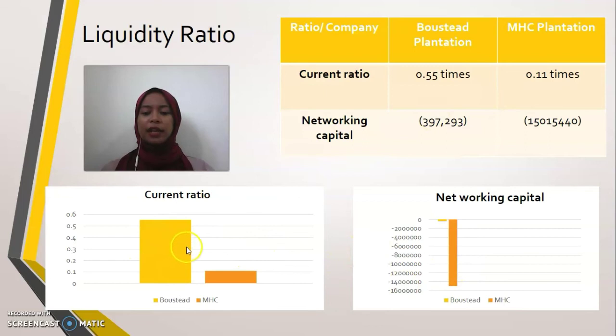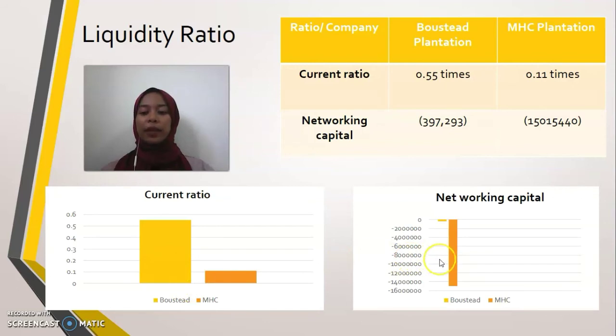You can see here the current ratio of Boston is higher than MHC, which means that Boston has 0.52 times more current assets than current liabilities, while MHC only has 0.11 times. So to conclude, Boston Plantation was able to pay its creditors faster than MHC Plantation.